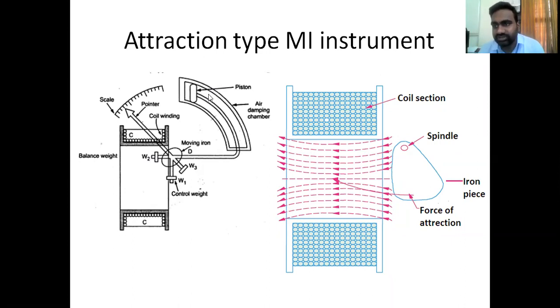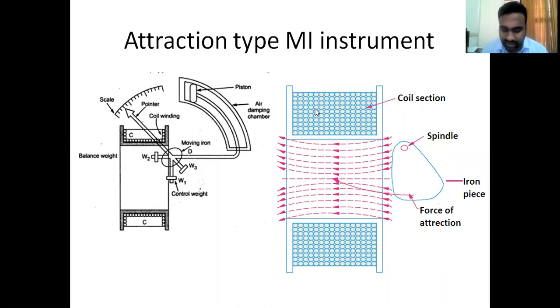There are various types of damping torques like fluid friction damping, air friction damping, and so on. We are using air friction damping. Air friction damping is used in this particular attraction type MI instrument.